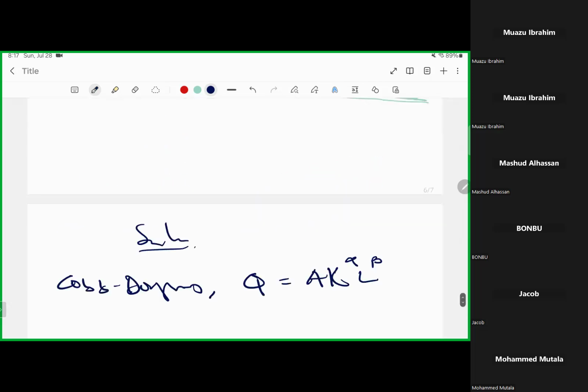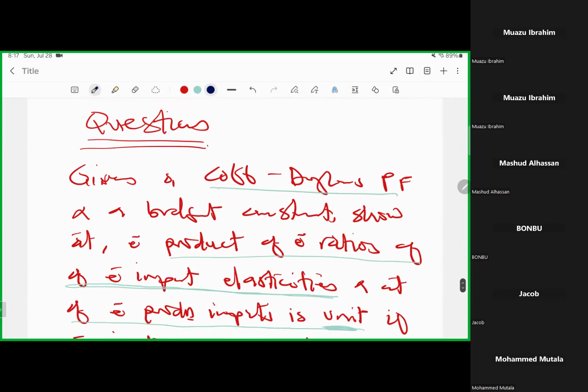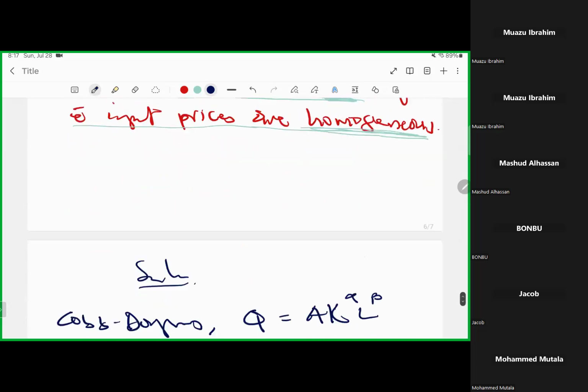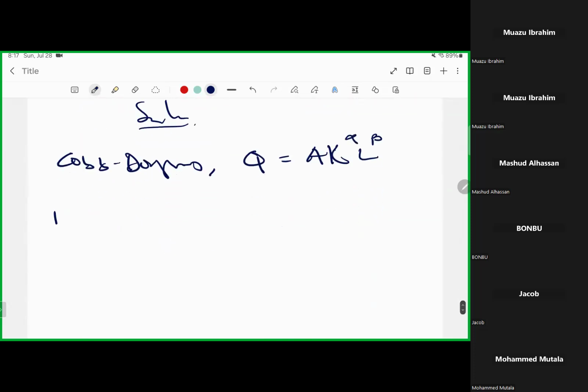And they are saying the firm, given a typical Cobb-Douglas production function, is budget constrained. So what is a budget constraint? We just did it. A budget constraint function is what? Remember we said it's M equals P_K K, which is the price of capital, plus the price of labor.